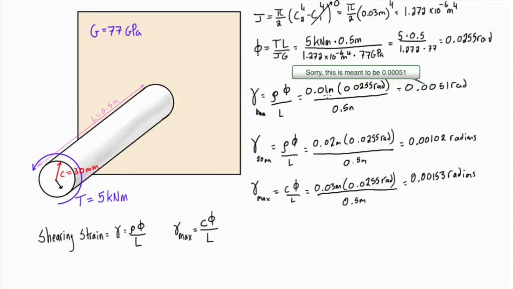And here where we tripled it from 0.01 to 0.03, we tripled the shearing strain. So the last thing that comes of that is an expression that we can use: the shearing strain on any cross-sectional surface is equal to rho divided by C times the max shearing strain. So you might be able to figure out what the max shearing strain is, and then we can use that. We have that right here actually, this is the max shearing strain.